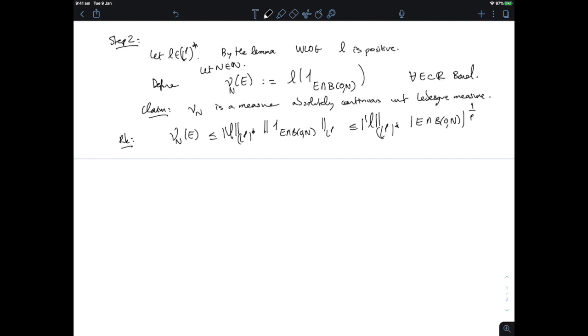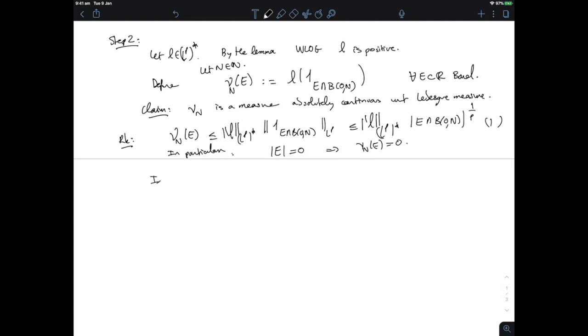So, of course, if the set has measure 0, we're going to use that, and I'm going to call that property 1. In particular, if the Lebesgue measure of the set is 0, then nu n is certainly 0. And that gives me the absolute continuity of the measure with respect to the Lebesgue measure, as long as nu n is a measure. So let's check that.